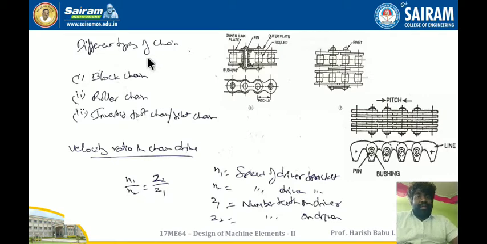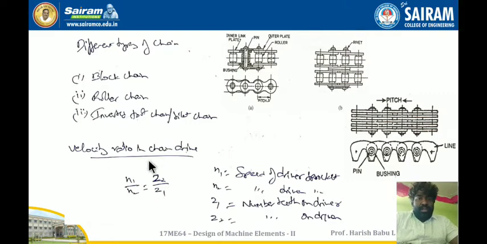Coming to the different types, the first types are the block chain, roller chain and inverted tooth chain or silent chain. When you go for the roller chain, you can see in the diagram these are the rollers, which support the complete chain links. There are the inner link plate and outer link plate, and pins which are riveted, and you can see the pitch between the two rollers. In the inverted tooth chain, you can see the pin, the bushing and the pitch between the two teeth.